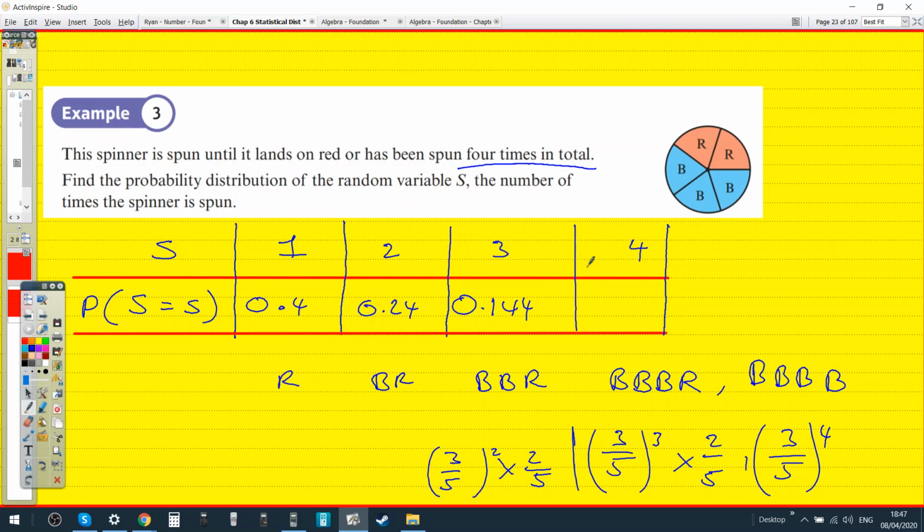What's the easy way of finding the final probability for 4? Yep. It will be the same as 1 minus the probability of not 4. Yeah, okay.